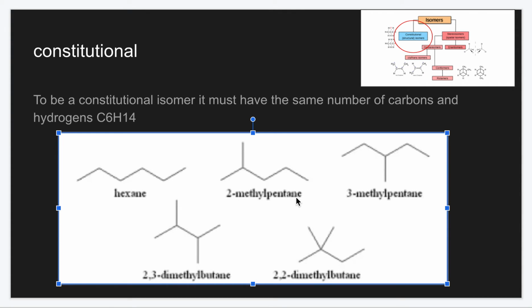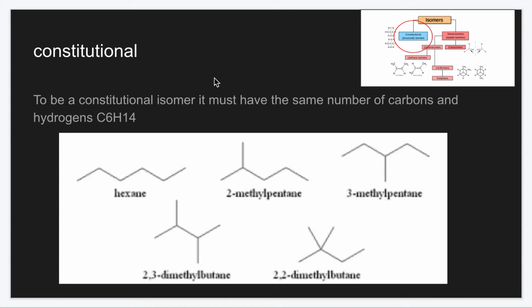This is called 2-methylpentane because the methyl group is bonded onto the second carbon right here. Same thing here, 3-methylpentane is connected to the third carbon, and 2,3-dimethylbutane is connected on the second and third carbons. And 2,2-dimethylbutane has 2 carbons connected onto the second carbon. So these are all isomers of each other. They're all the same type, the C6H14 hexane, but just different forms.